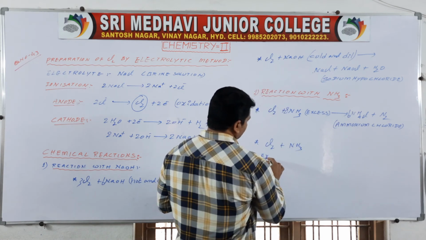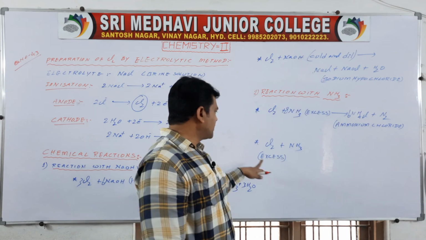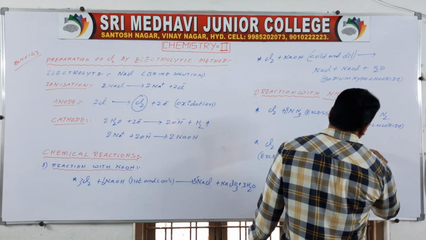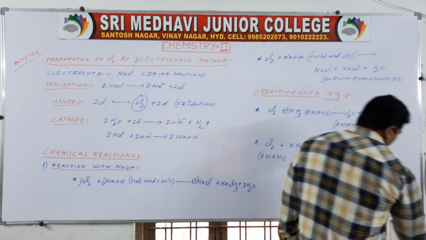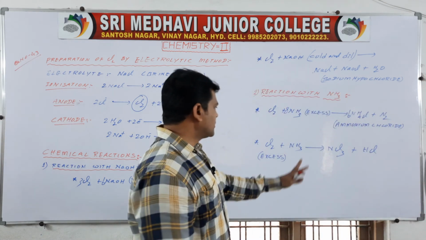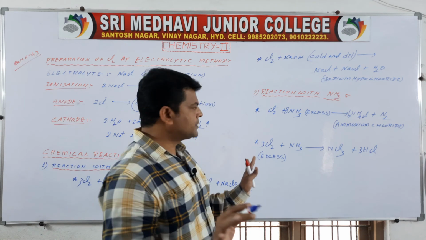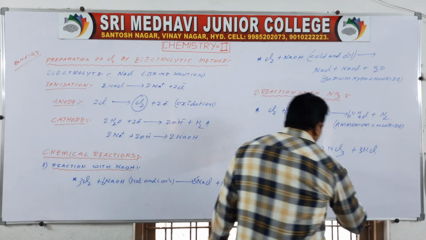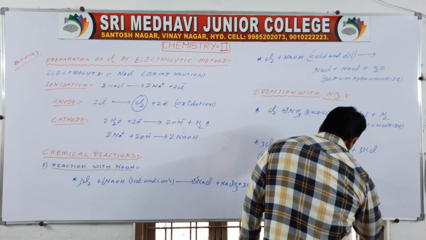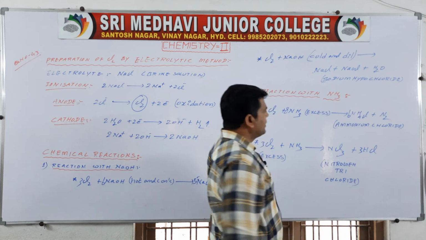Then the same Cl2 reacts with ammonia, where chlorine is in excess. Before, we took NH3 in excess and NH4Cl was formed. Here chlorine is in excess, so NCl3 is formed. NCl3 plus HCl is formed. Balance this: if you take 3, then it is balanced. It is nitrogen trichloride. Okay.